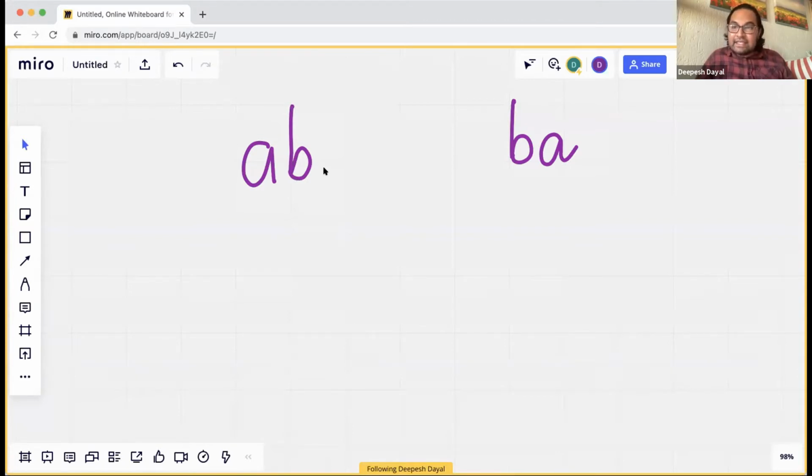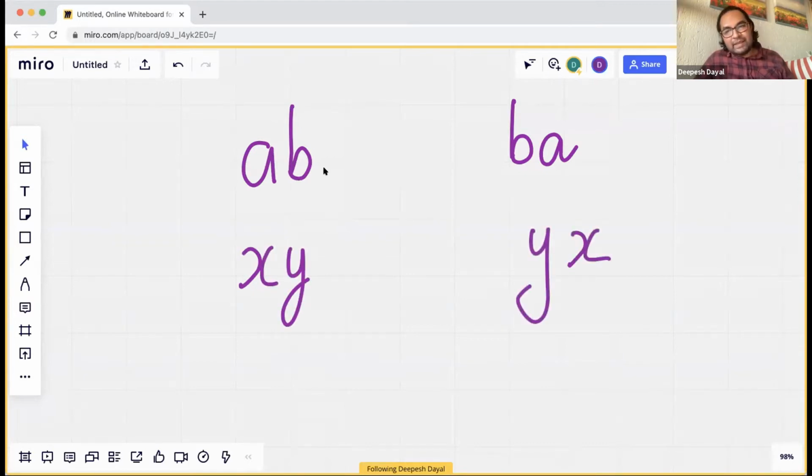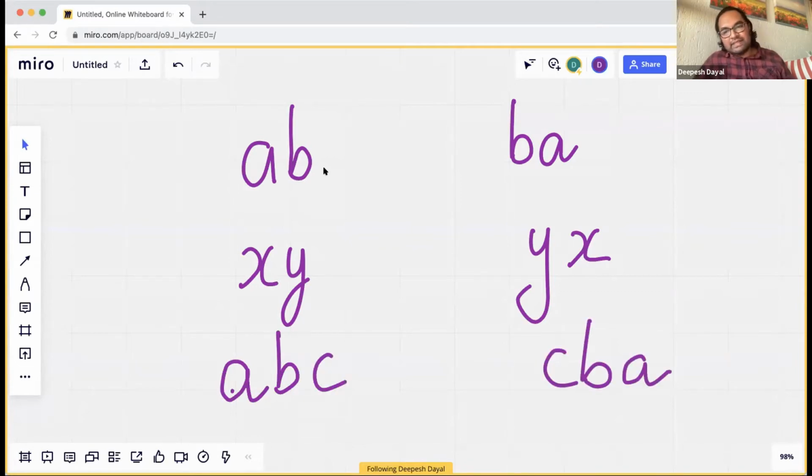So AB and BA, these are the same. Sometimes, like I say, students get confused and say, no, they're not the same. Same thing as if you get XY and YX, those are also the same. Or if we get something like ABC, and we get CBA, those are also the same. So these are some examples of terms which are a little bit confusing, and students sometimes have challenges with identifying whether or not they're the same.